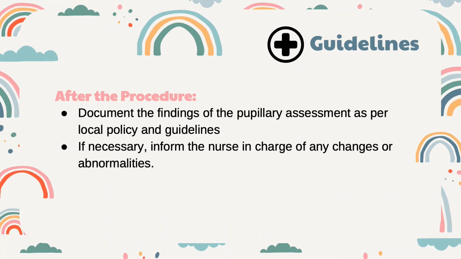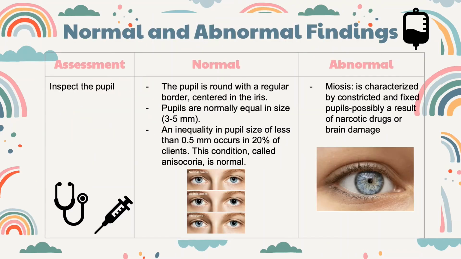Then, for the guidelines after the procedure, document the findings of the pupillary assessment as per local policy and guidelines, and if necessary, inform the nurse in charge of any changes or abnormalities. Now for the normal and abnormal findings. So we have the assessment, which is to inspect the pupil.